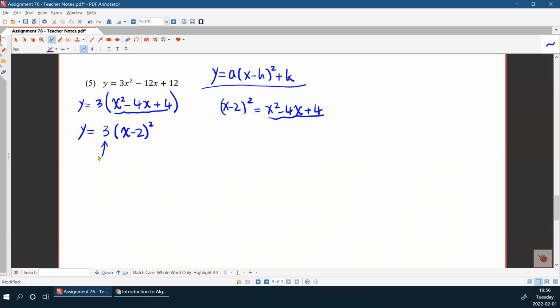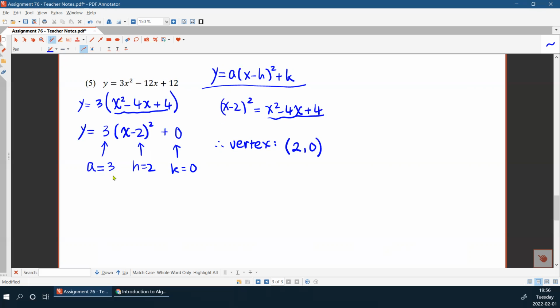So this is the leading coefficient a. So apparently a is 3 and h is 2. And there is no k. Actually, k is 0, right? So you can treat it like plus 0. So k here is 0. So that means the coordinates of the vertex is (2, 0). This is the first step, done, right?